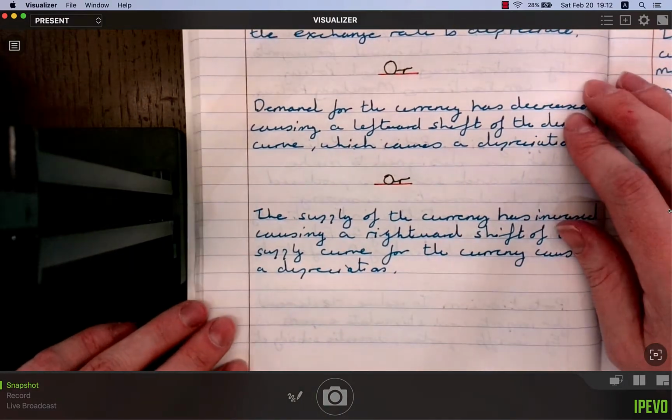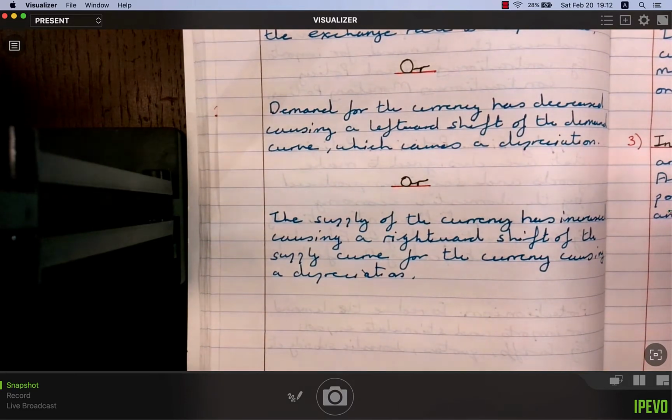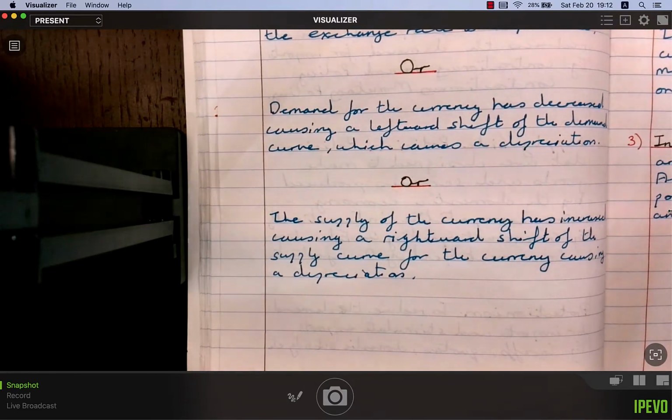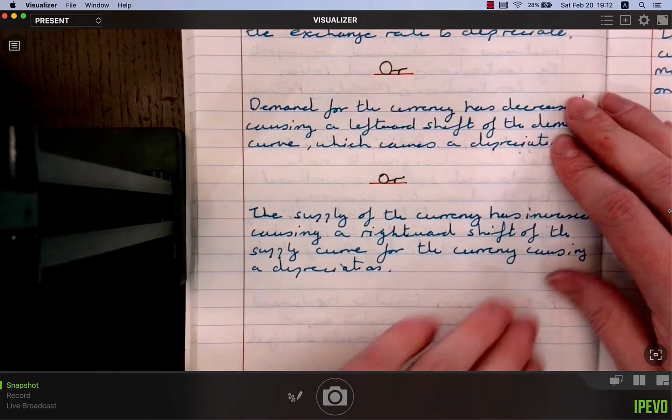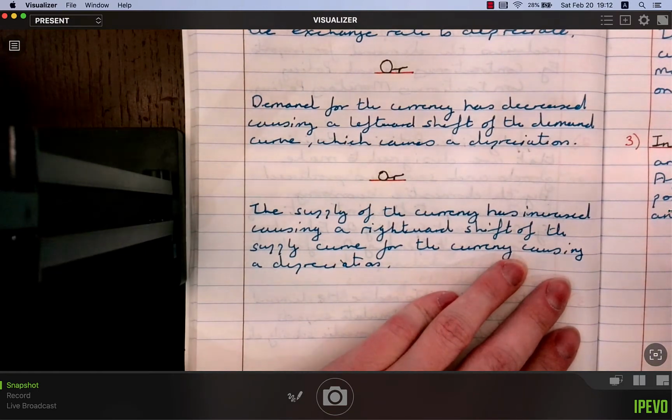So if the demand for our exports has fallen, that means foreigners are buying less of our currency because they don't want to buy as much of our goods as they were previously. So demand for the currency has decreased because the demand for our exports has decreased, causing a leftward shift of the demand curve, which causes a depreciation.